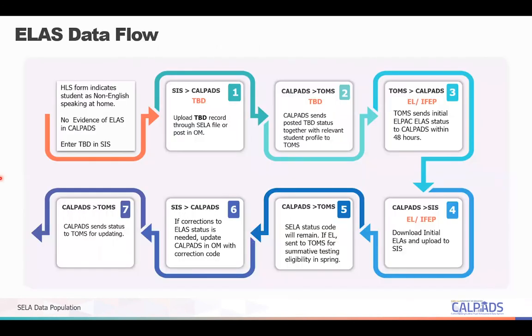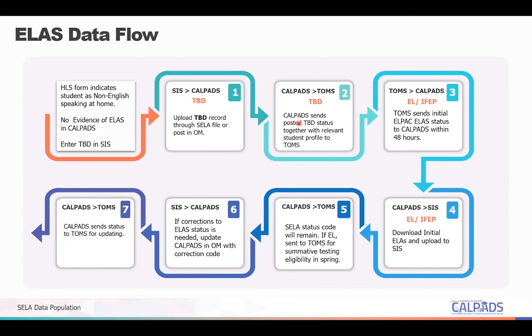Now that the different methods of ELAS reporting and any associated nuances have been explained, here is a summary of a non-English speaking student's ELAS reporting cycle. It starts with a home language survey form indicating that the primary language at home is not equal to English or sign language, and there is no evidence of any ELAS status reported in CalPADS. The student is then marked as TBD in the SIS. The TBD record, along with other ELAS records, are then extracted from the SIS and uploaded to CalPADS or posted through online maintenance.